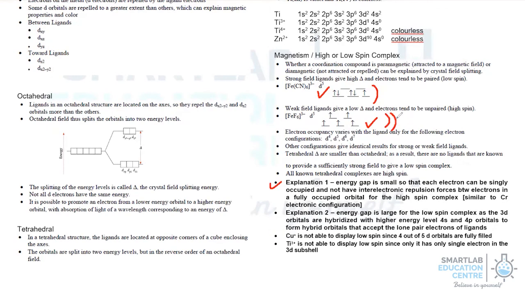Note that it is important that in the high spin complex ion, the energy gap is small, so that each electron can be singly occupied and not have inter-electronic repulsion forces between electrons in the fully occupied orbital. While in the case of a low spin complex, the energy gap is large, as the 3d orbitals are now hybridized with the higher energy level 4s and 4p to form hybrid orbitals to accept lone pair electrons of ligands.